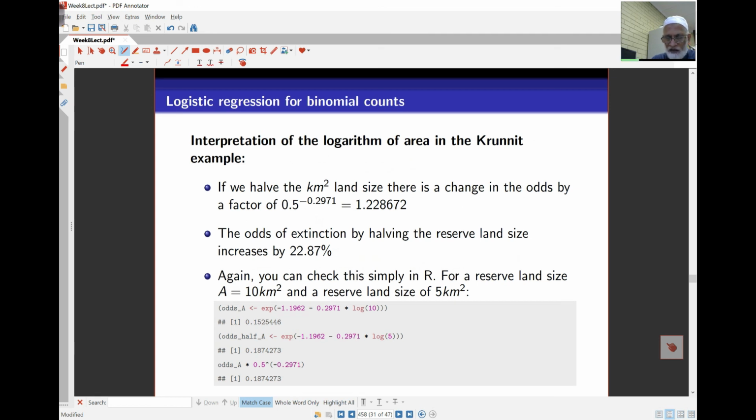If I halve the area of the land, then the odds of extinction is now 0.5 to the power of the coefficient, and it's 1.22. So the odds of extinction is now 1.22 times, or it's increased by 22%. Halving here goes from 10 to 5, and you can see the ratio of these two numbers. I think you'll find it is okay.